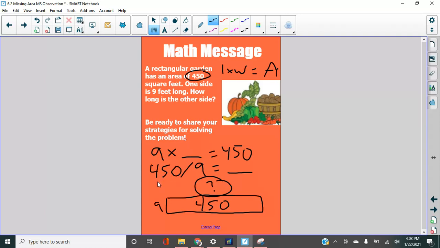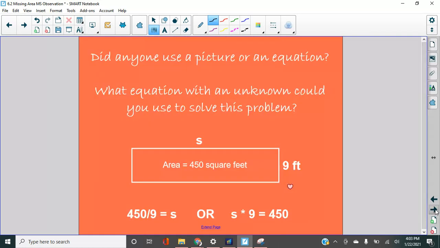All right, what goes in? What makes these true? 50, right? 9 times 50 equals 450. Then cross off that 0, and there it is, right? So you got to make sure your zeros balance, right? So you could use a picture like we talked about. Here are the equations that we were talking about, the division and the multiplication. Okay, when you have a missing side, you can think about it either way.